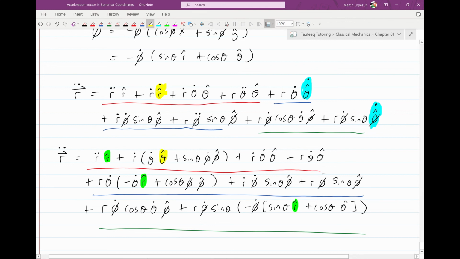Let me put them a different color, so it's easier to see. So you have theta hat here, theta hat here, theta hat here. There's none on the second line, and the final one is over here. All right. Great. And then this last one, we have a phi hat, phi hat, phi hat, phi hat.